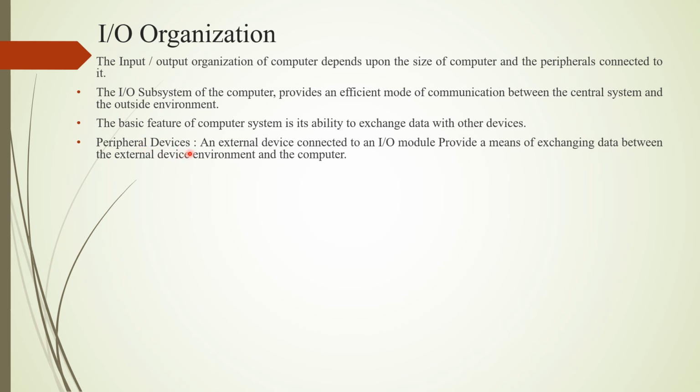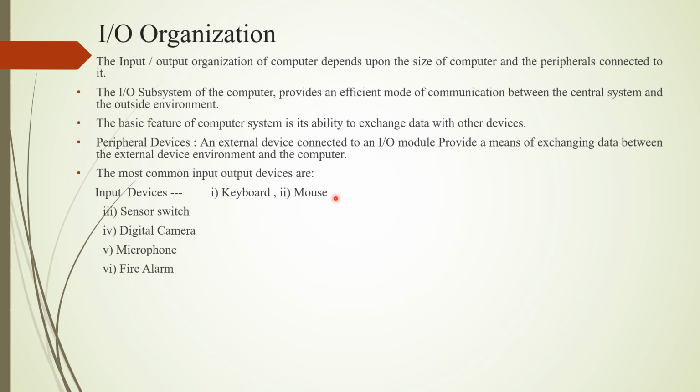Peripheral devices are external devices which are connected to an IO module to provide a means of exchanging data between the external device environment and the computer system. The most common input and output devices are keyboard, mouse, sensor switch, digital camera, microphone, monitor, printer, magnetic tapes, actuators, speakers.